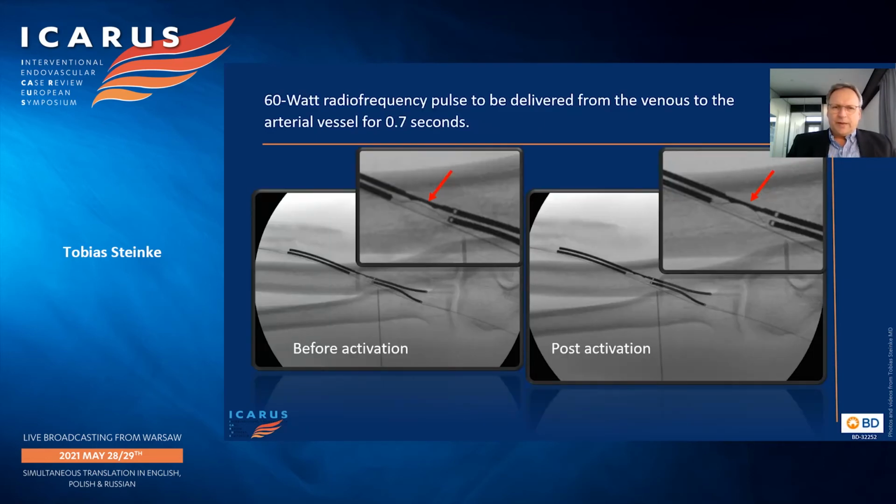And after that, we just apply a 60-watt radiofrequency pulse, which is delivered for 0.7 seconds, so that the electrode cuts from the venous to the arterial site. You can see the situation post-activation, where there is no gap between the electrode and the ceramic backstop.